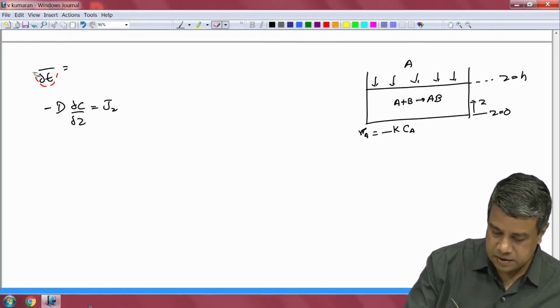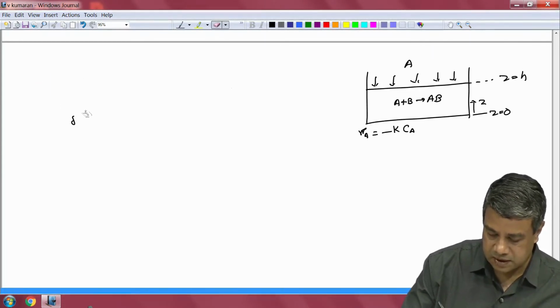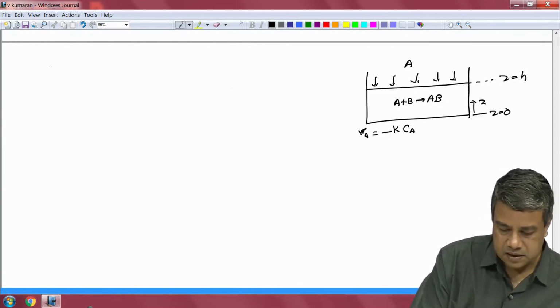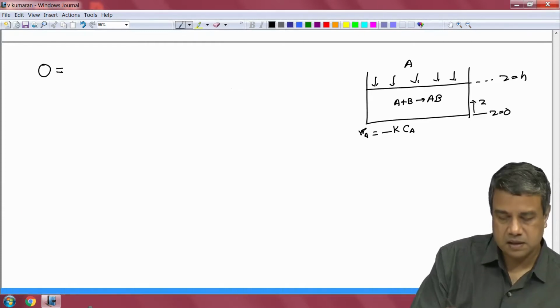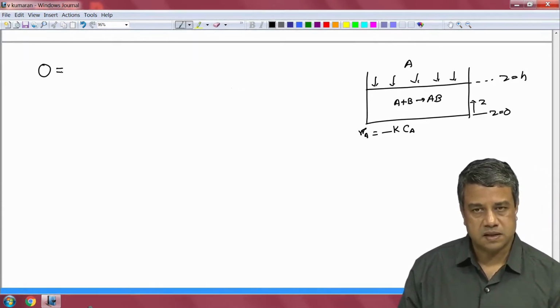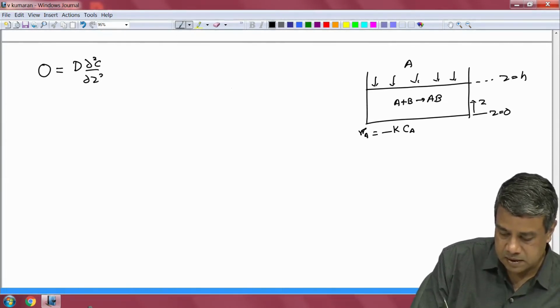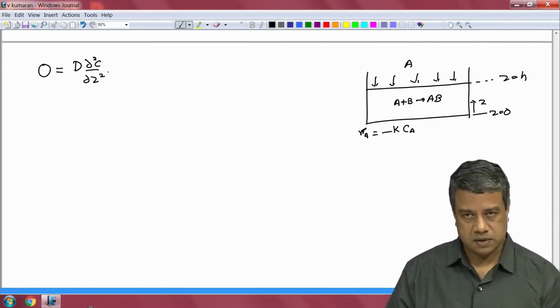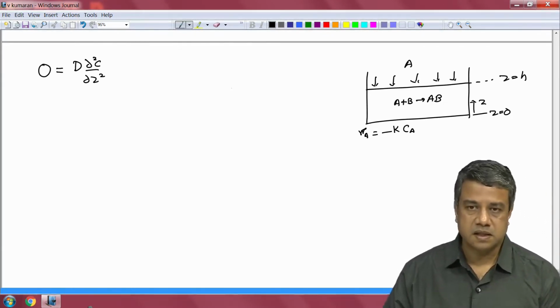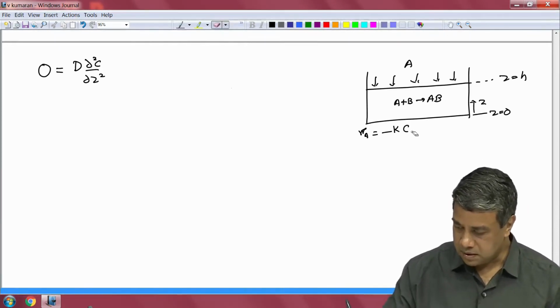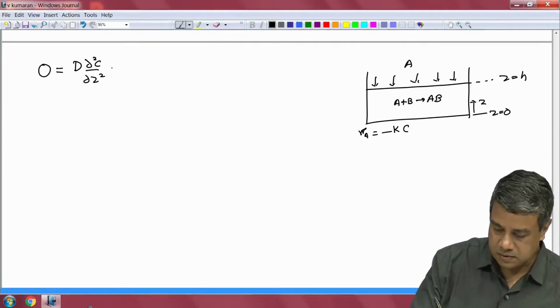So, the mass conservation equation for the concentration of A is just 0 at steady state. We assume that this is at steady state. 0 is equal to D times partial square C by partial Z square, plus the source. In this case, there is a consumption, the reactant A is getting consumed. So, this is equal to minus K times C.